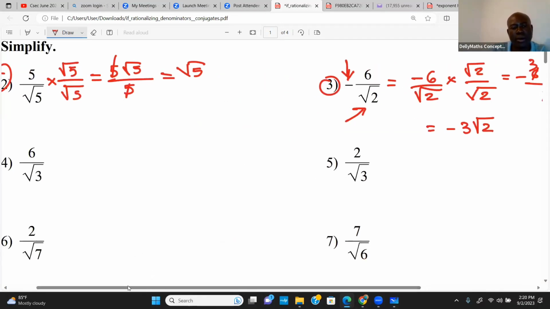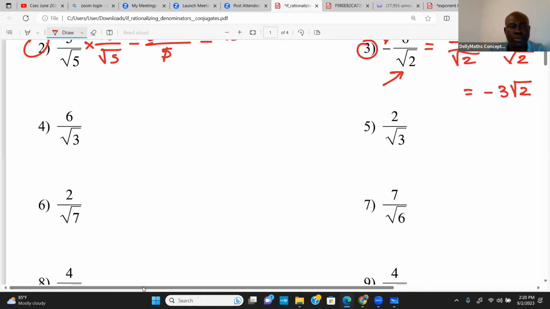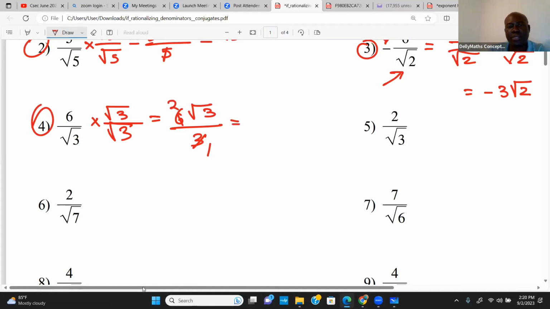All right, let's look at one more, and then we look at other cases. For example, if I have number 4 here, all I'm going to do is multiply the numerator and the denominator by the root of 3. Then I'll have 6 root 3 over 3. By this time, you do realize that if you square the root of anything, you'll get back that same thing. So 3 into itself 1, 3 into 6, 2. My final response is 2 root 3.